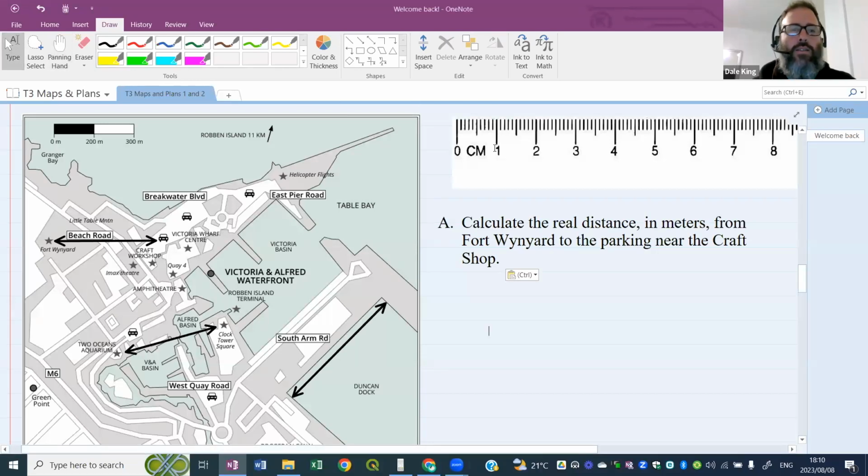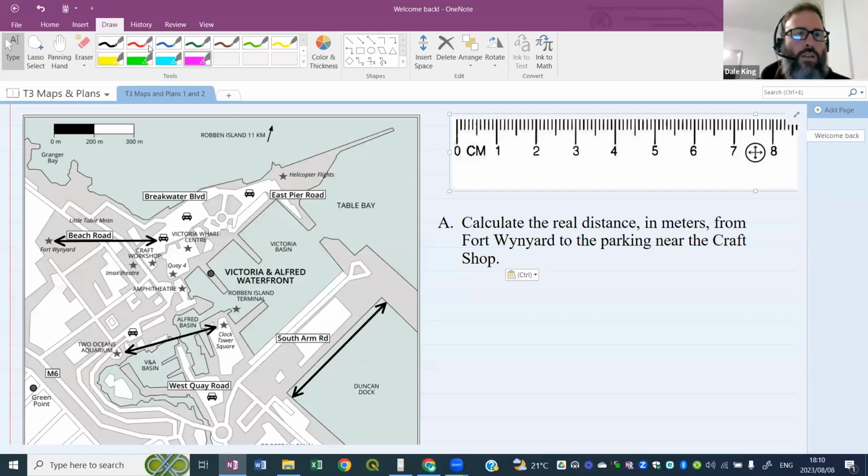I don't know if you guys can see a mistake on this map. There is an error. Actually pretty important that we pick that error up when dealing with this map. But I've got my ruler here to help you with this question. So who can tell me what I need to do here? I need to calculate the real distance in meters from Fort Wynyard to the parking near the craft shop. Who can tell me how you're going to do this? I need instruction. Anyone out there that can help me?